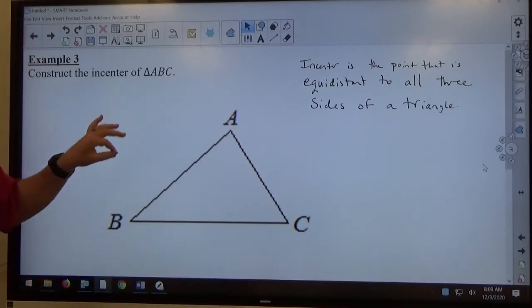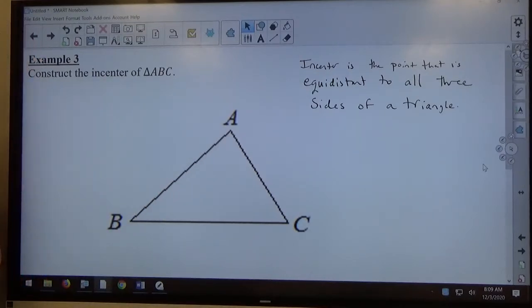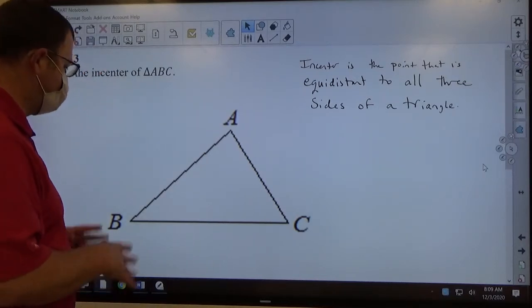The in-center is always inside the triangle. You saw from yesterday's homework, the circumcenter could be outside the triangle. So this will always be inside the triangle. We have to do it right.